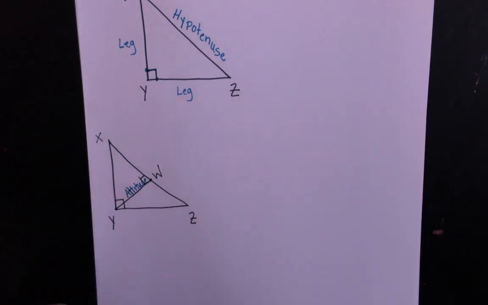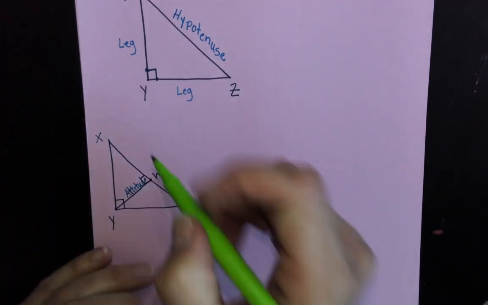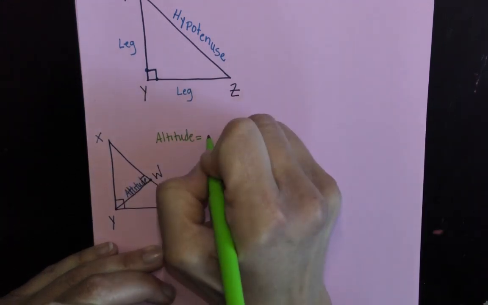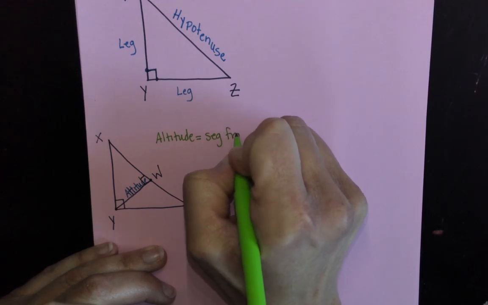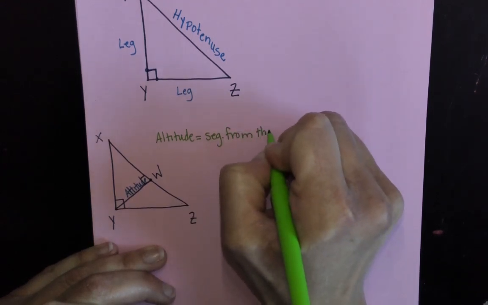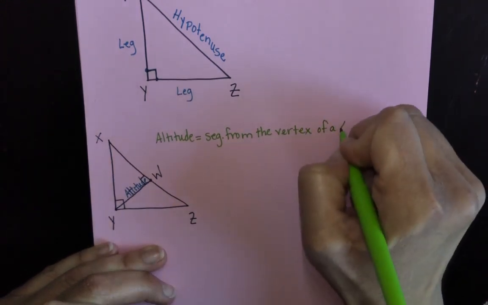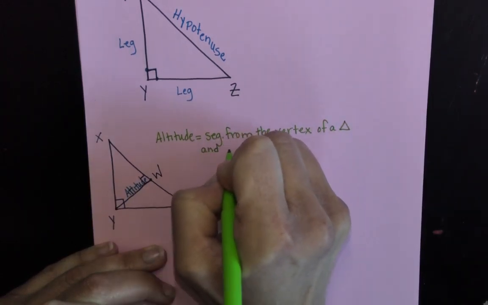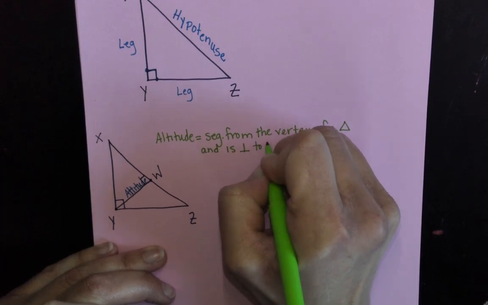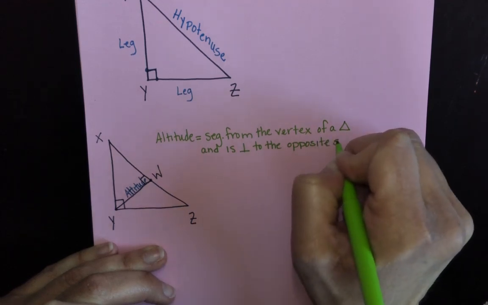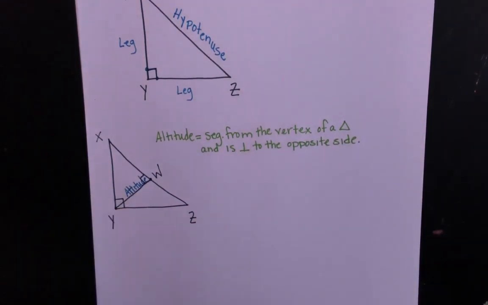All right, so in review, I want you to remember the definition of altitude. So remember that an altitude is a segment from the vertex of a triangle and is perpendicular to the opposite side. And that's what we have there, perpendicular to the opposite side.